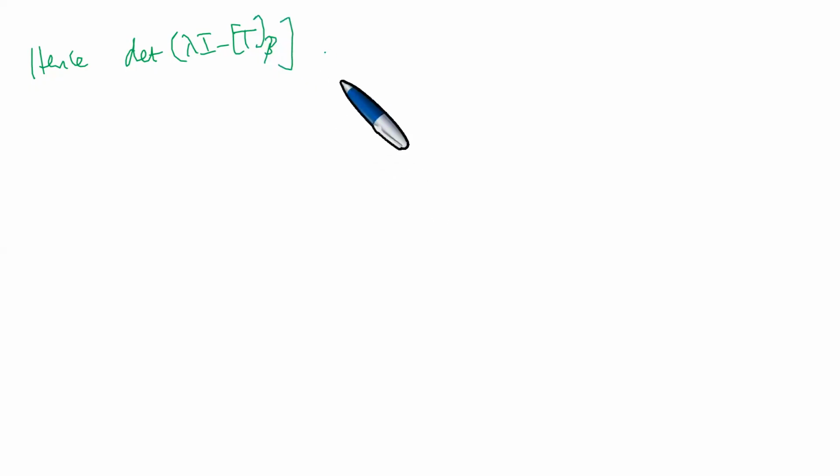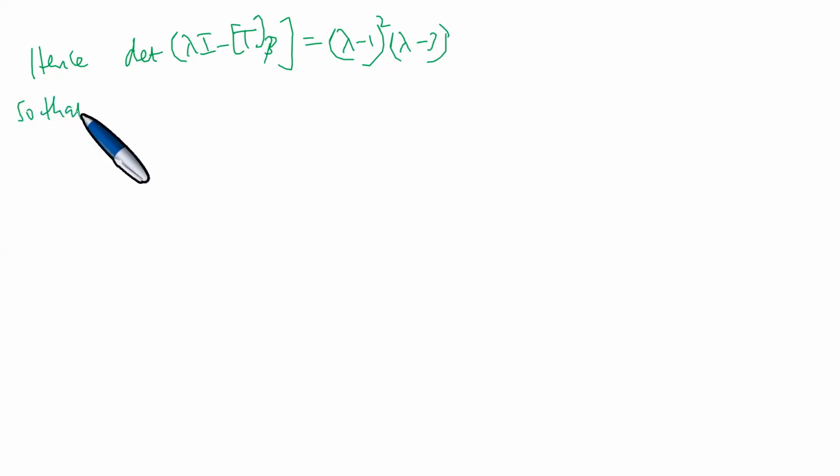Hence, what we have is that the determinant of, we always start with lambda I minus T subscript beta, is lambda minus 1 squared times lambda minus 3. So now you have lambda I minus T subscript beta, with respect to the standard basis beta with the zeros and ones, like we explained above. So what is this the same as?